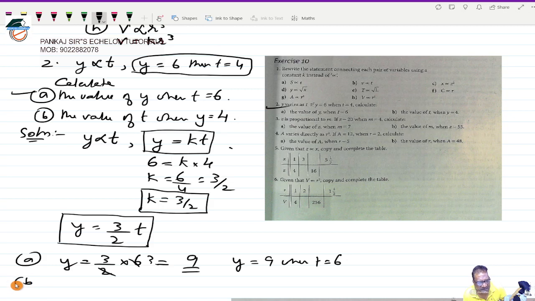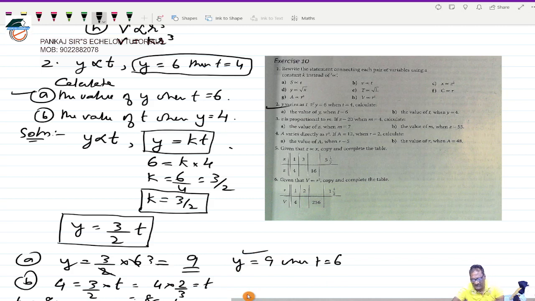For B, the same way, now they will ask you to find out t when y is 4. So in this equation you take y equal to 4 and 3 upon 2 into t. Now you are asked to find out t. So what you do is 4 into 2 upon 3. This will give you t, isn't it? This will give you 8 upon 3, right? So 8 upon 3 is the value of t. So your answer for B will be t is equal to 8 upon 3. So this is the answer for A and B.